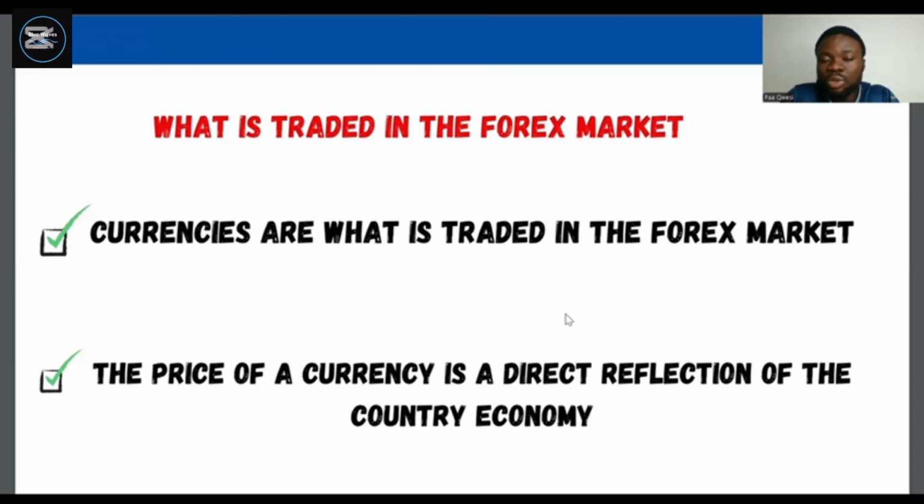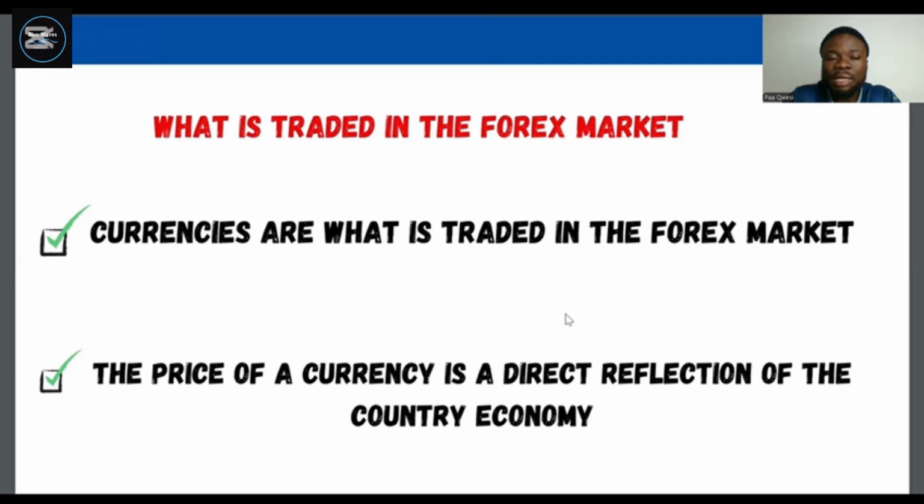Factor all those things into consideration before you execute either a buy or a sell, because whatever is going on in the country is going to have a direct reflection. If the country is performing well, the currency is going to be performing well, maybe appreciating in value. And if the country is performing very badly, the currency is also going to depreciate in value. So it's always important to consider what is going on in the country so that you can make decisions on what the currency is going to be doing in the forex market.